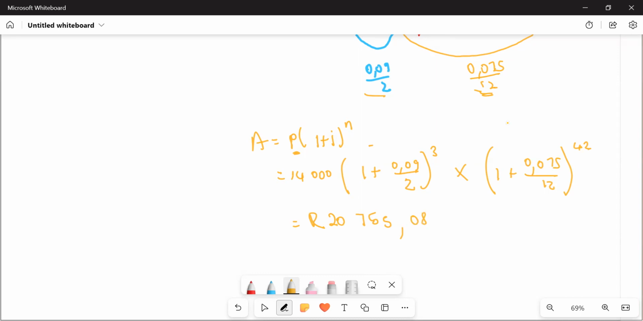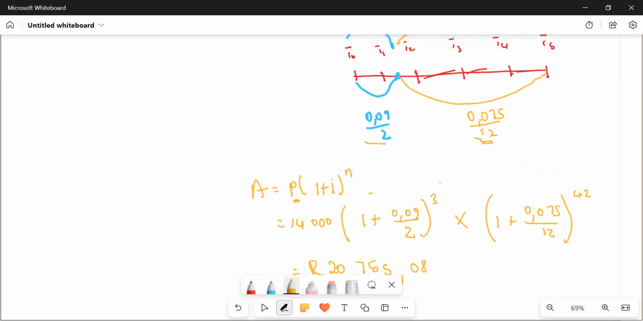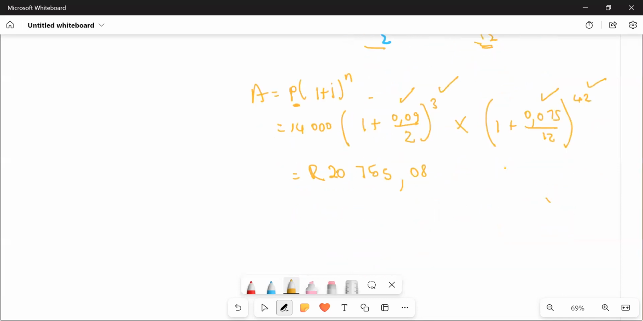So this is a good examination question. What are we going to get a marks for here? We're going to get a mark for this 3, a mark for 42, a mark for 0.09 divided by 2, 0.075 divided by 12, and then we're also going to get a mark for this one. All in all, you get your 5 marks. So this is a typical examination question.